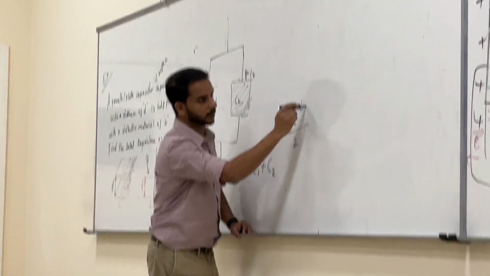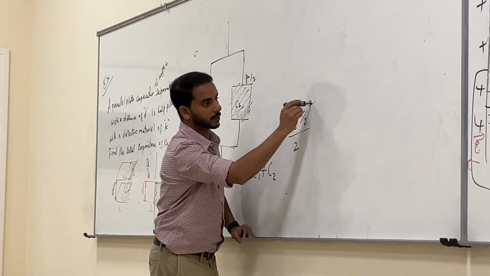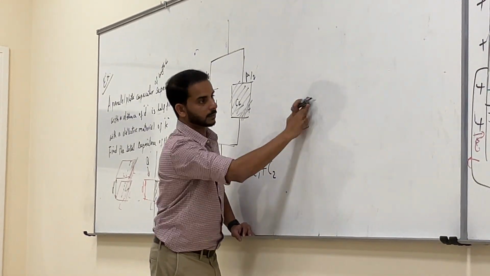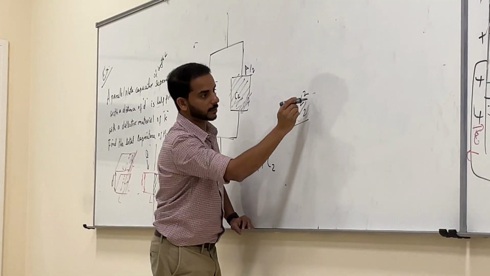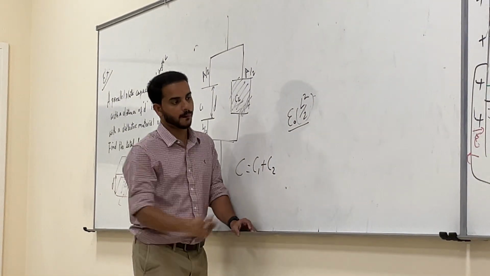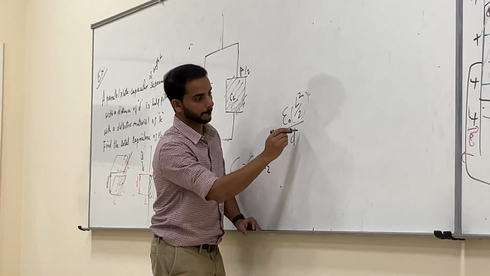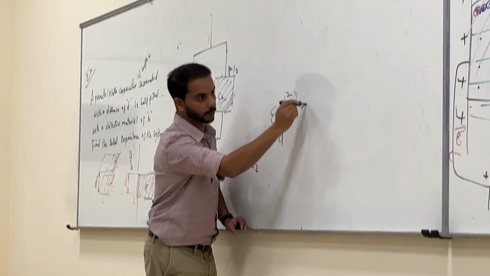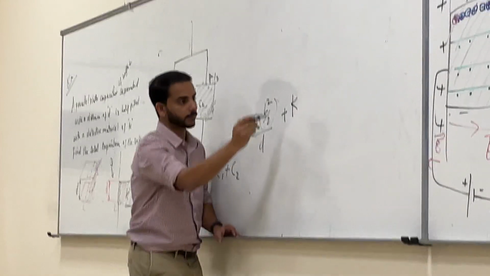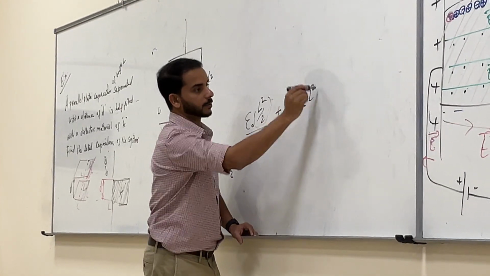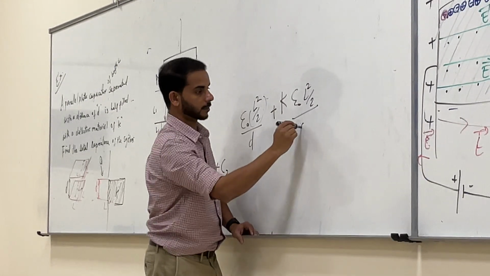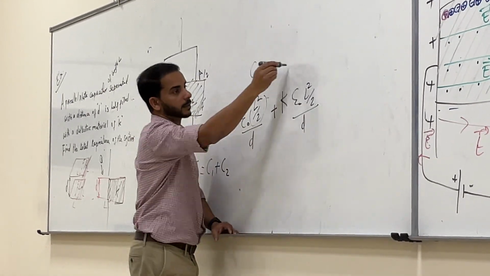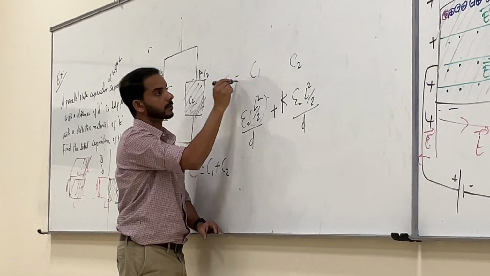So the area is L by 2 into L. Not the whole squared, the L is squared. L squared over 2 over d, plus K. Plus K into this one, epsilon 0 L squared over 2 over d. So this is C1 and this is C2, right?